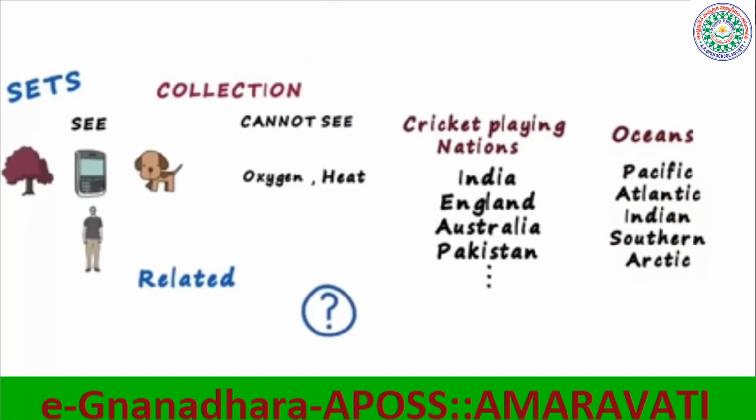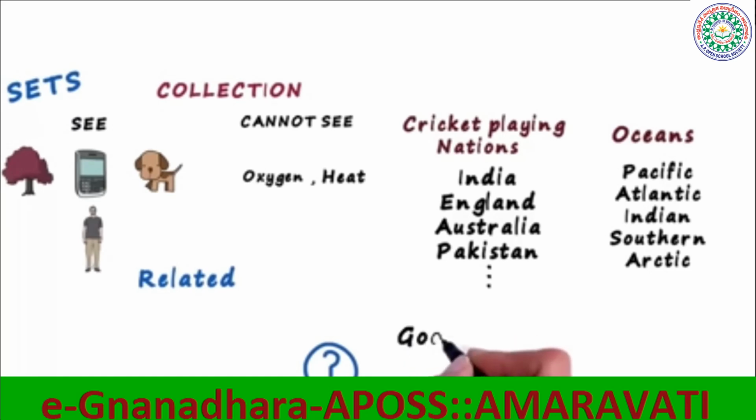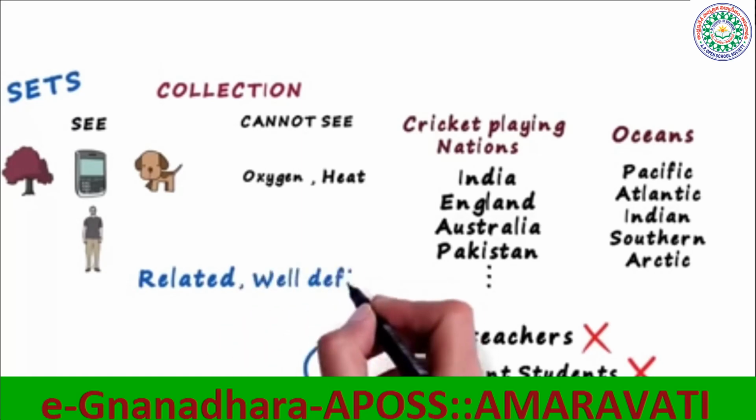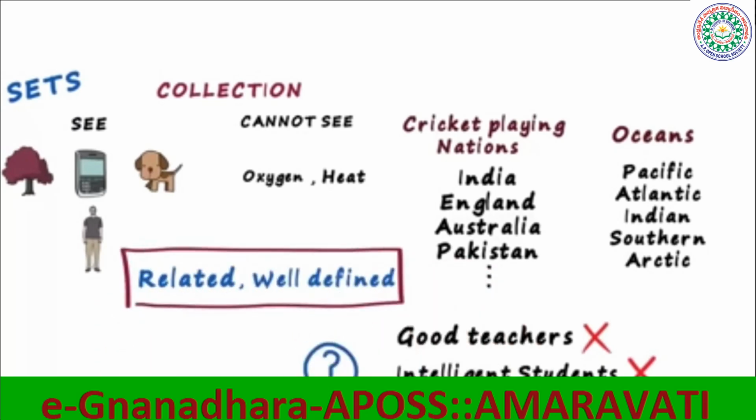Now here's an interesting question. Can we make a set of elements for all the questions you're asked? The answer is no, not necessarily. What if we were asked to make a list of the good teachers we know? We cannot make a set here because my idea of a good tutor may be completely different from yours. Similarly, we cannot make a list of intelligent students we know. The word intelligent is not well defined. So remember, another important characteristic of sets is that the elements in it should be well defined. All the elements in a set should be related and well defined.